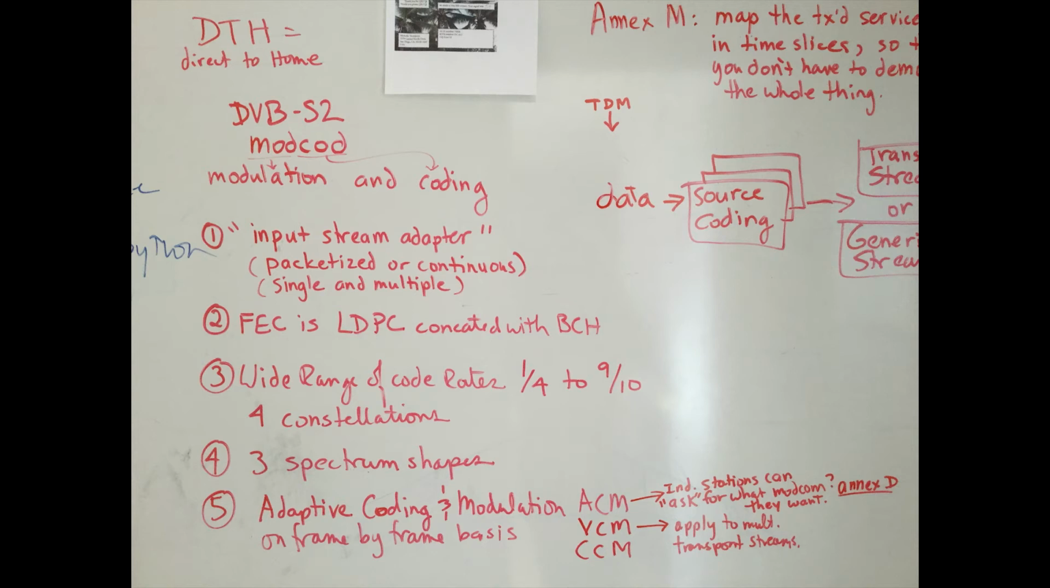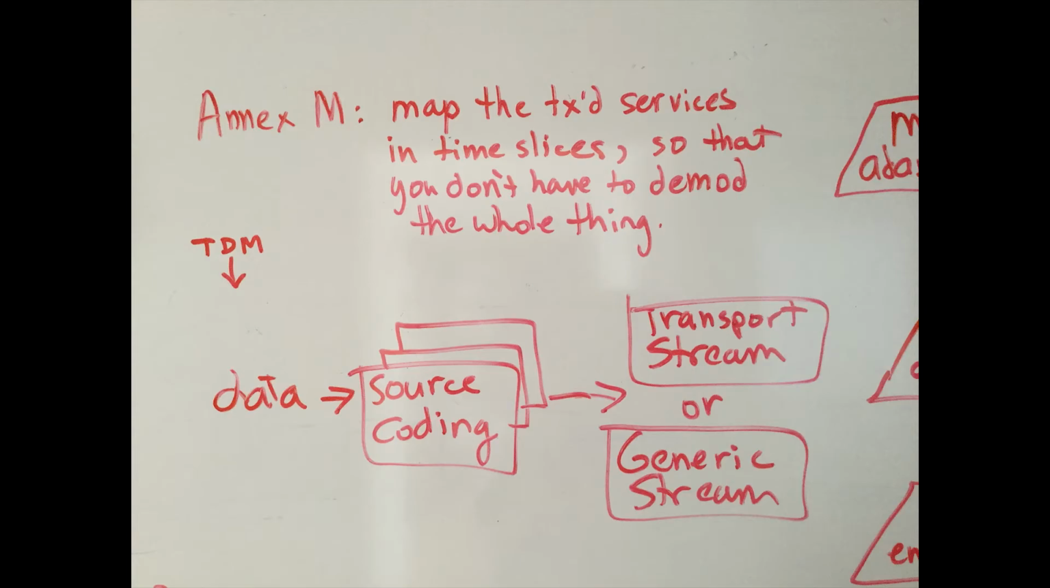DVB-S2 has something called annexes in the document, sort of like appendices. In Annex M, there's a specification for something we've already talked about wanting to do. We want to map the transmitted services or station streams into time slices and then be able to recover information without having to demodulate the entire signal.